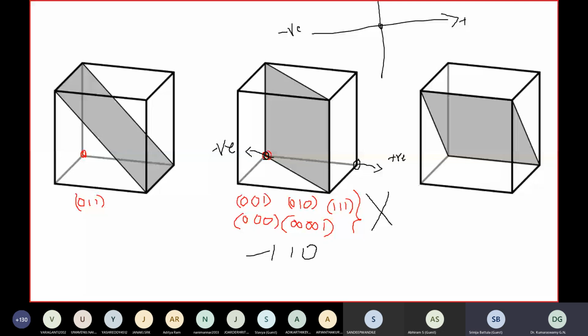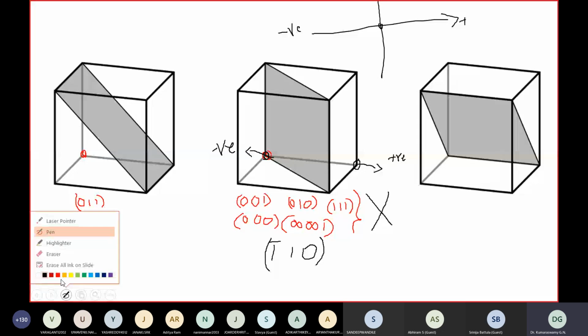But here we do not represent minus 1 that way. We represent minus 1 as 1 bar. So it is 1 bar 1 0. Okay.